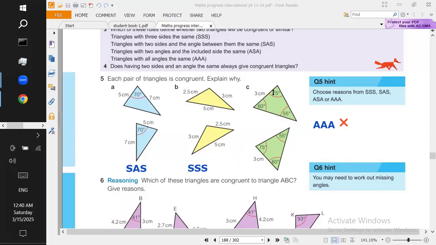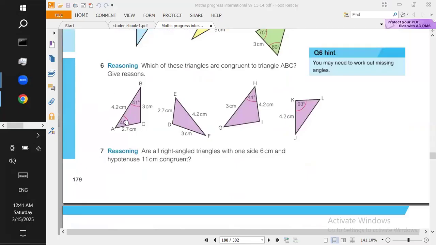So I have to mention a side with the angles to make sure that I'm talking about congruent triangles. So, for example, here I can say ASA to say that these triangles are congruent. And that's the idea of congruent triangles and the reasons of congruent triangles. Now let's move on to the next question.